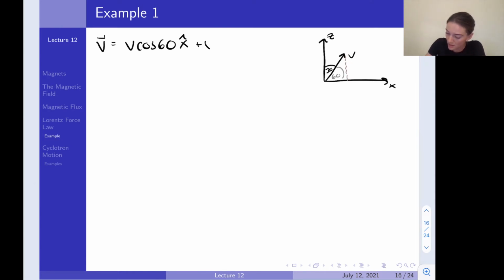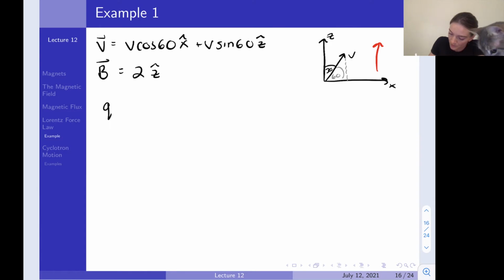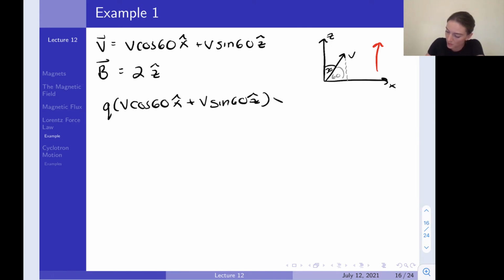So we have plus v sine 60 in the z direction. And then the same thing for the B field. It only has a component in the z direction, so it would just be 2 Teslas in the z hat direction. And now we can just take the cross product of these two vectors. So we'll have q times v of cosine 60 in the x hat plus v sine 60 in the z hat, and then cross that into 2 Tesla in the z hat.